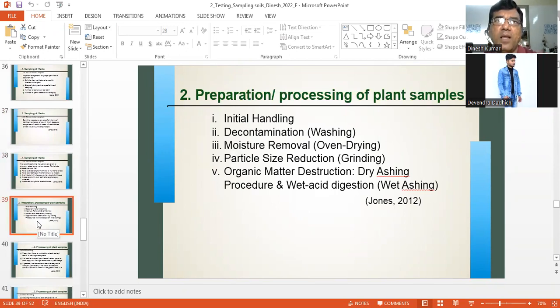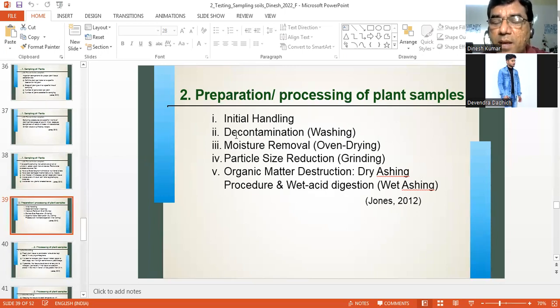Next, now you have sampled the plant sample. Now, what can be done on this? Initial handling, decontamination is important, moisture removal, particle size distribution, and organic matter destruction. Initial handling, what care should be taken?